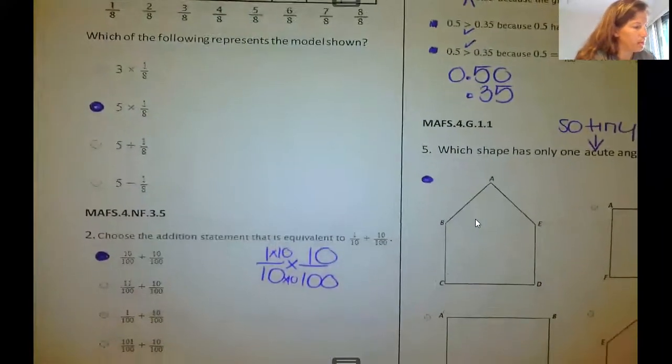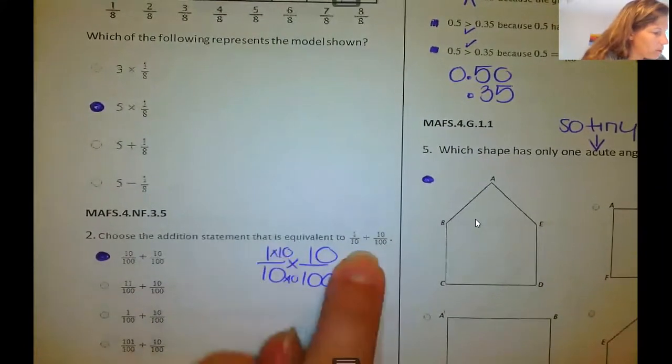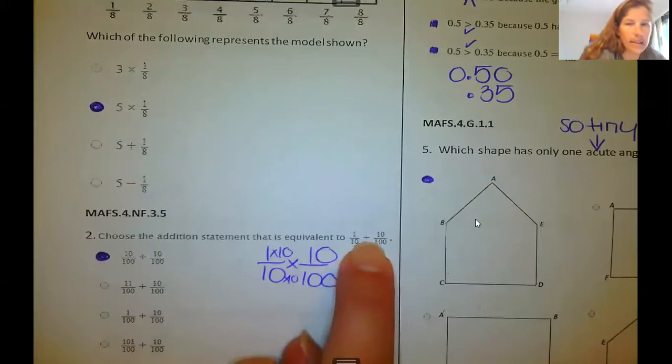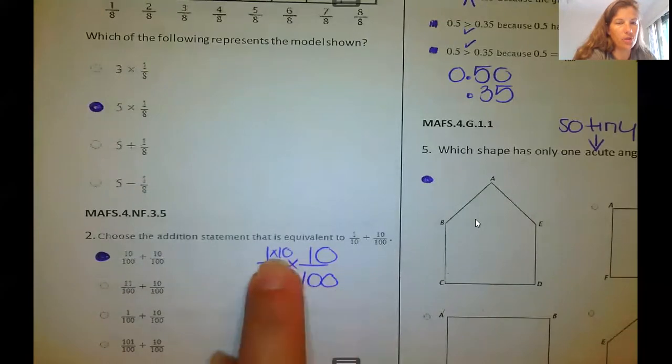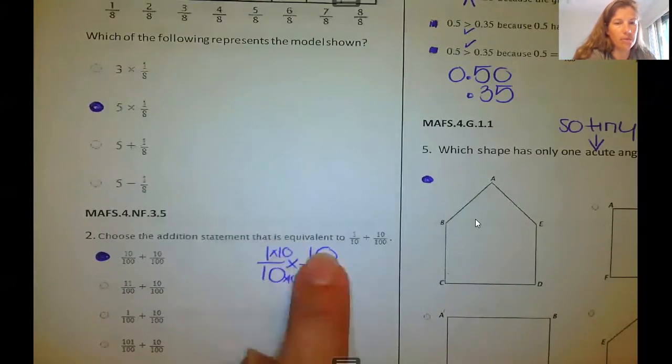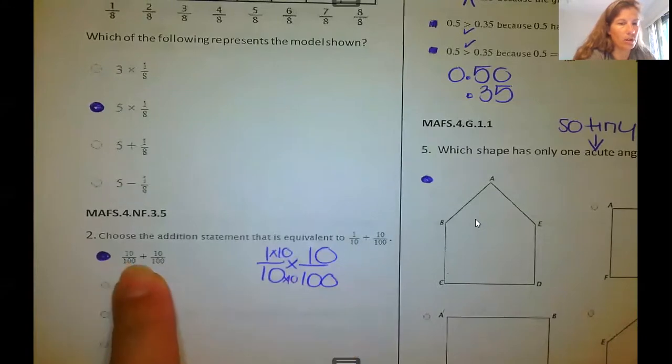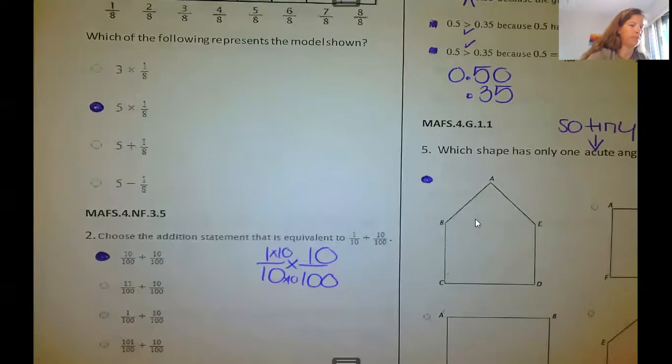Number 2, choose the addition statement that is equivalent to 1/10 plus 10 over 100. Remember, we need to make these denominators the same. So you would multiply 10 by 10 to get 100. Whatever you do to the bottom, you do to the top. So you should get 10 over 100. So it would be A, 10 over 100 plus 10 over 100.